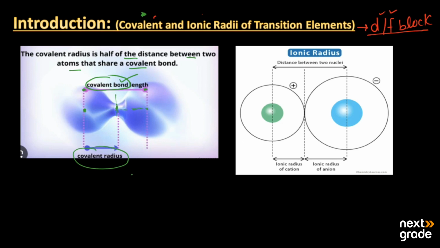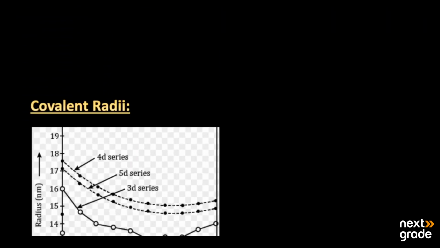On the other hand, when we talk about ionic radii, suppose we have an ionic compound in which one is a cation that contains the positive charge and the other is an anion that contains the negative charge. The distance between the nuclei of these two ions, and when we take half of it, the distance from the nucleus to the bonding spot is the ionic radius of the cation. Likewise, the distance from the anion's nucleus to the bonding spot is the ionic radius of the anion. So half of the distance between the two nuclei is called the ionic radii. Now, what will be the ionic radius of the transition metals? Let's have a look at it.